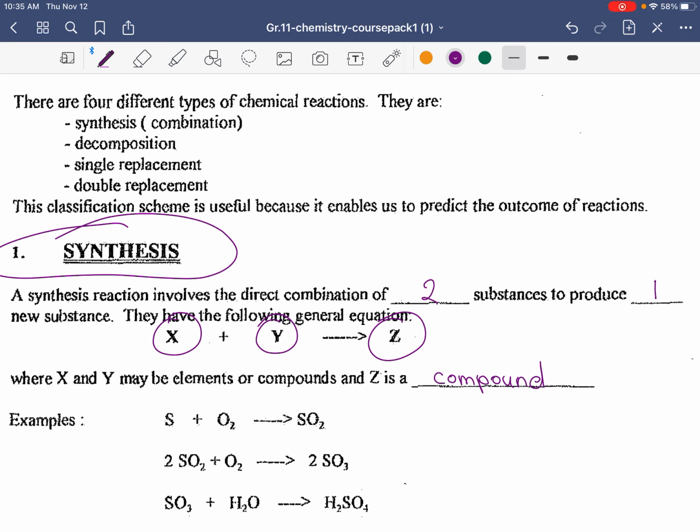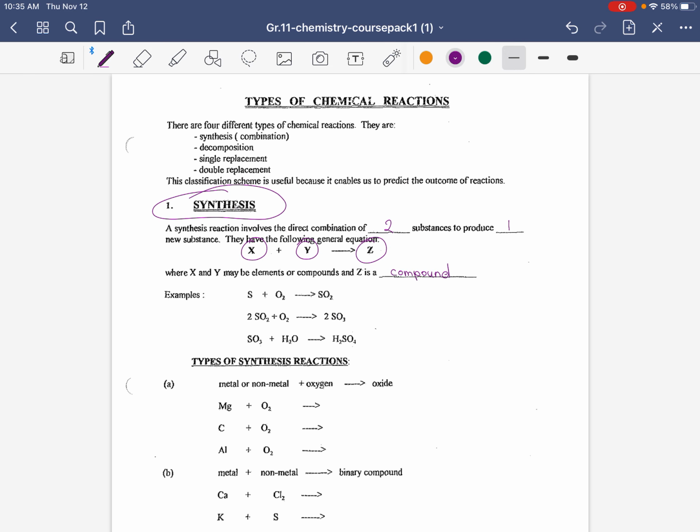It would be pretty ridiculous if Z is an element, right? Well, that can happen if you're looking at stuff like nuclear fusion, but we're not looking at nuclear reactions, are we? We don't even want to get to that. So that's the general idea of synthesis. We'll go back to this idea later, because environmentally, there's nothing more important than this.